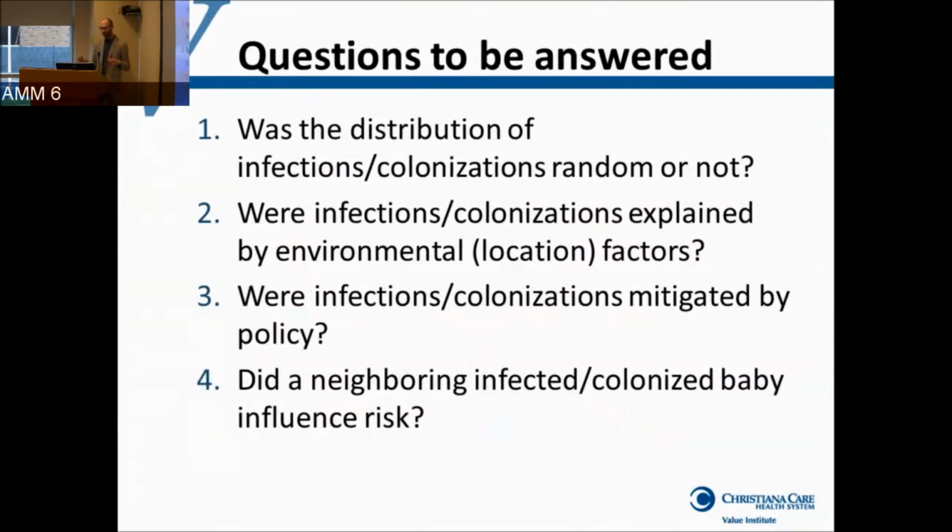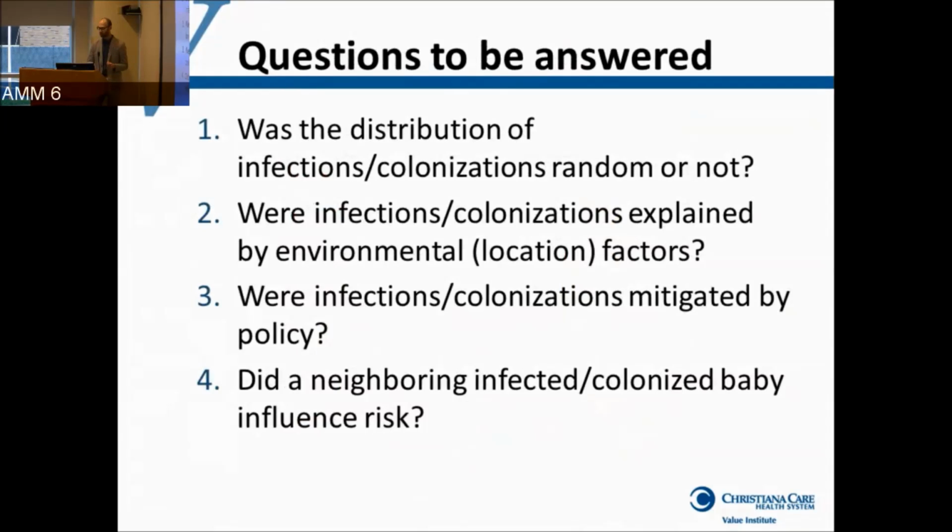All right, we have the environment modeled, we have the neighbors figured out. We can ask 4 questions in this particular aim. First question was, was the distribution of infections and colonizations random or not? When we all looked at the map, you're able to get a qualitative assessment of that. You're like, it kind of feels like there are hotspots here, but we can do a little bit better than that, and we can quantify what that is.